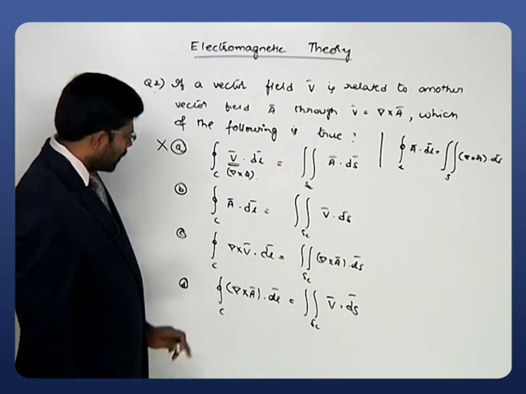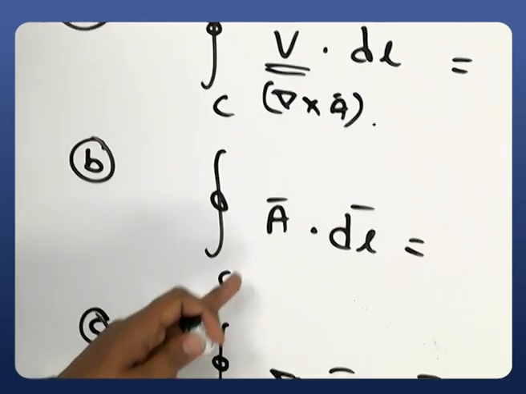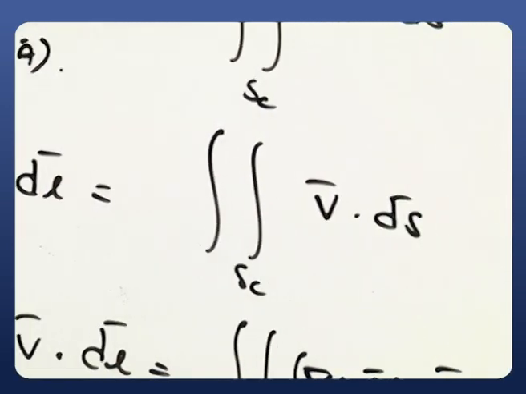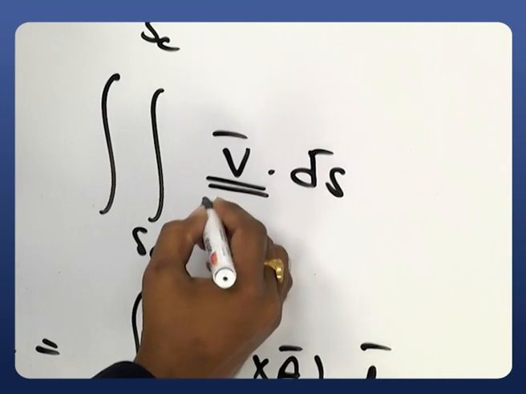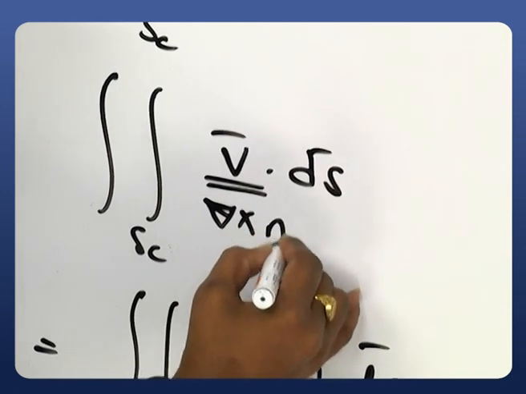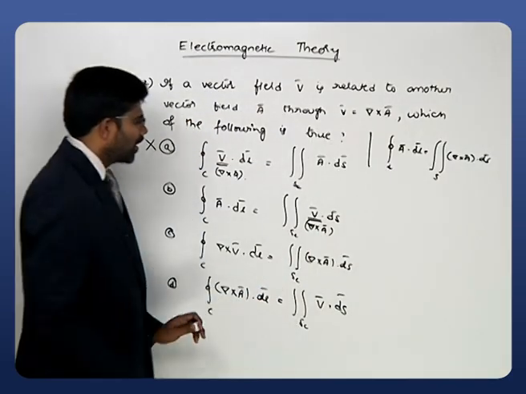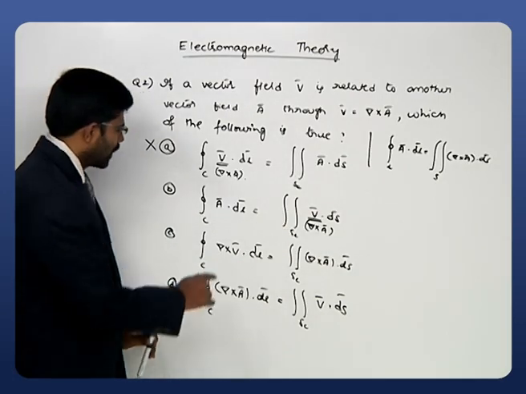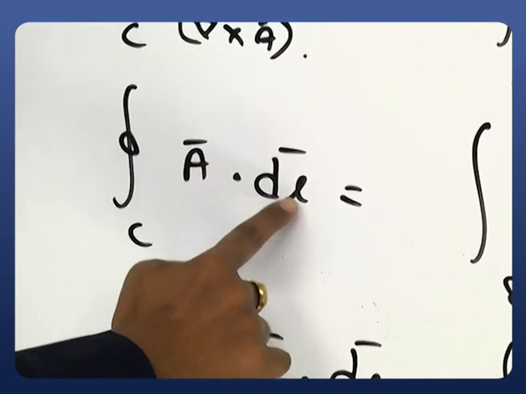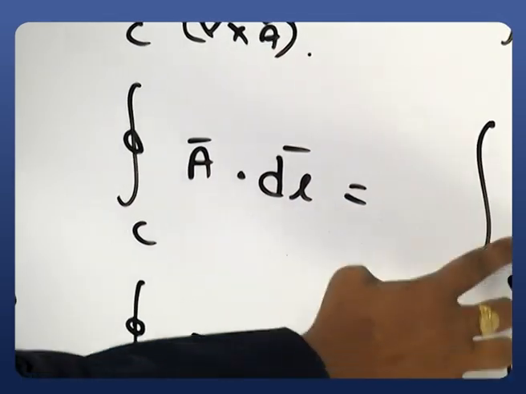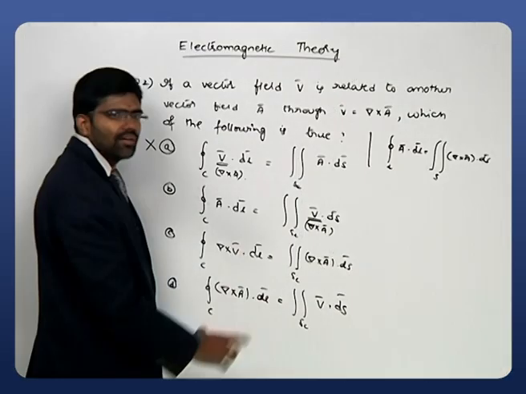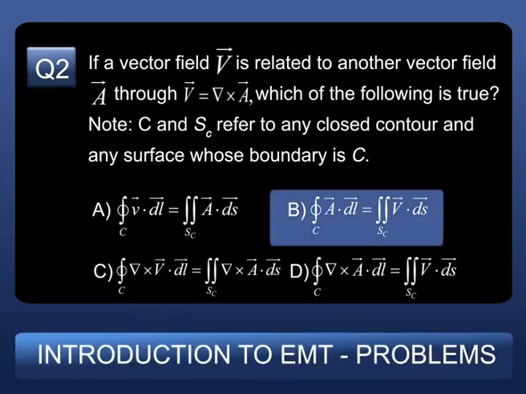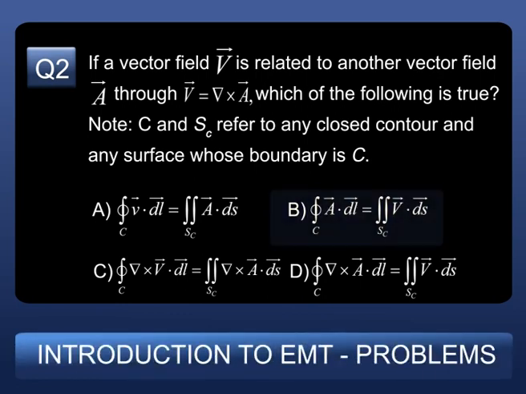Go to option B. In option B, the contour integral of a bar dot dl bar is equal to the open surface integral of, instead of v, if you write del cross a bar, so del cross a bar dot ds bar. Just compare this with the equation of our Stokes theorem. The contour or closed line integral of a bar dot dl bar is equal to the open surface integral of del cross a bar dot ds bar. So clearly this satisfies our Stokes theorem, so option B is right. So the correct answer for this question is option B.